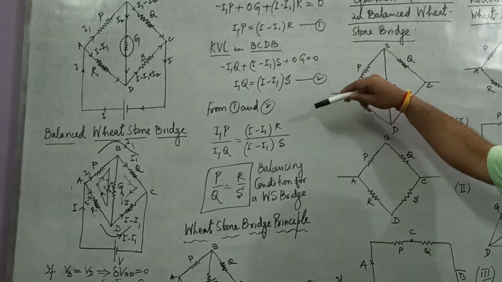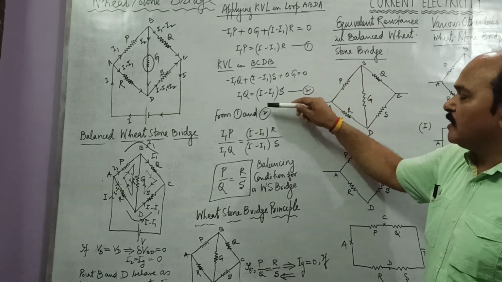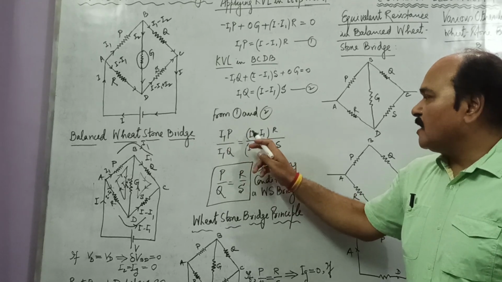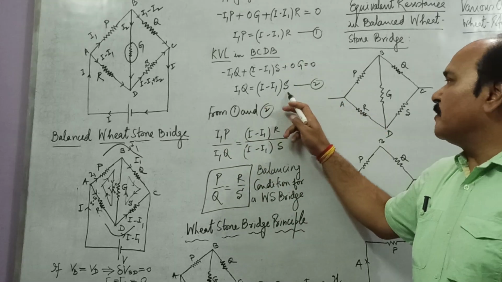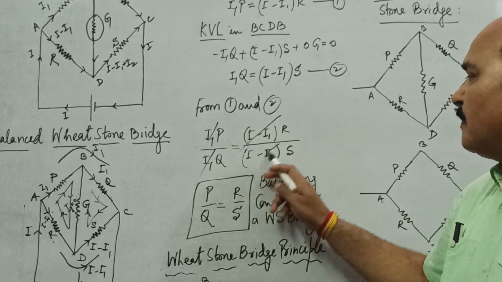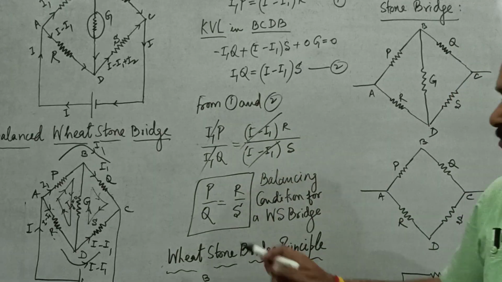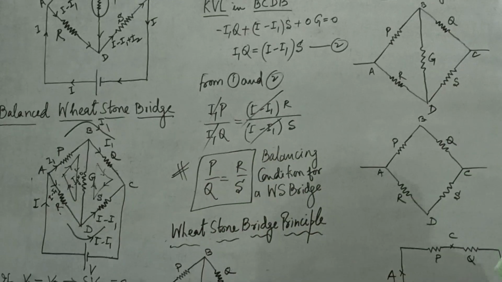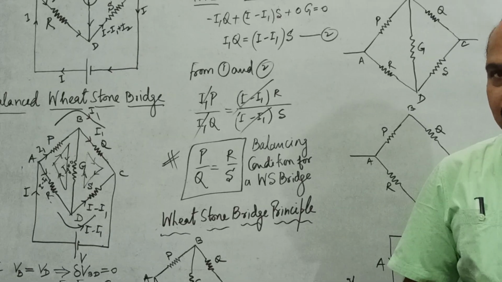Now from 1 and 2, if we divide 1 by 2, what do we get? I1P upon I1Q is equal to (I minus I1) R upon (I minus I1) times S. So this I1 cancels out, and I minus I1 cancels out on the right hand side. What do we get? P by Q is equal to R by S. This is the condition for a balanced Wheatstone bridge.